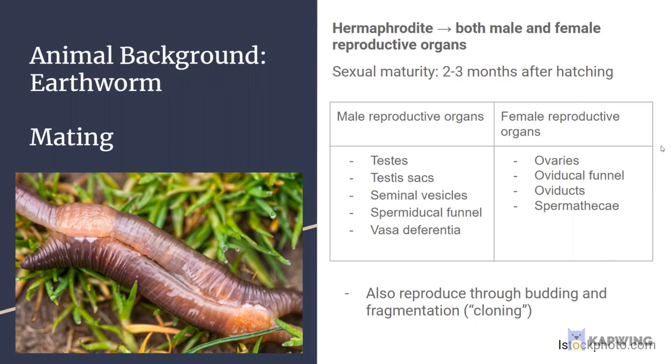Earthworms are also known to reproduce through budding and fragmentation. Earthworms can procreate via fragmentation, which is commonly referred to as cloning because it happens when an earthworm splits off a part of its body that then regenerates into a new worm. Budding happens when an earthworm grows an extension from its body, and that extension, also known as a bud, becomes a new worm, which eventually separates from the original worm.